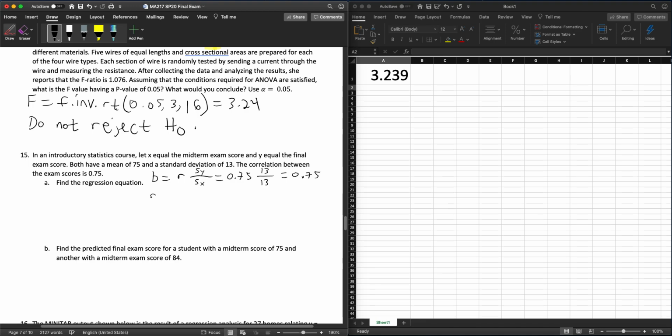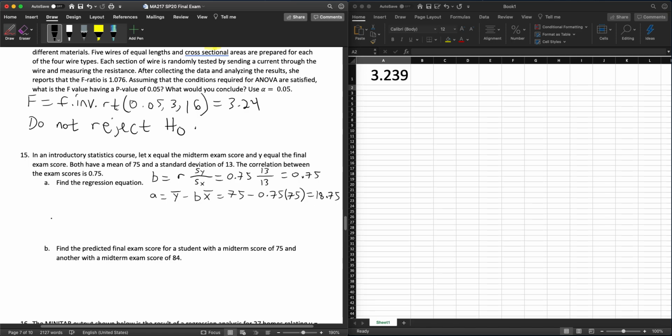The y-intercept takes the average y value and subtracts from it the slope times the average x value. So 75 minus 0.75 times 75. A whole bunch of 75s. You do this out, you get 18.75. Because, hey, why not, right?